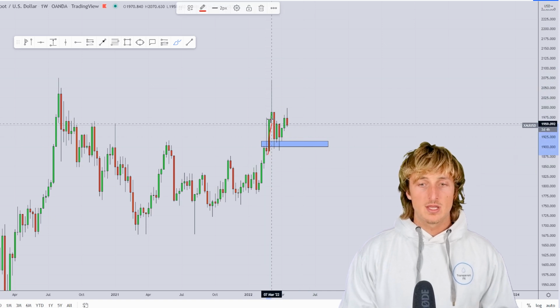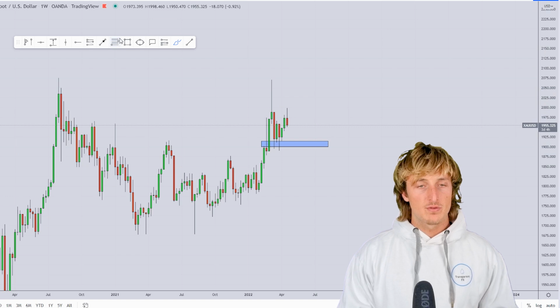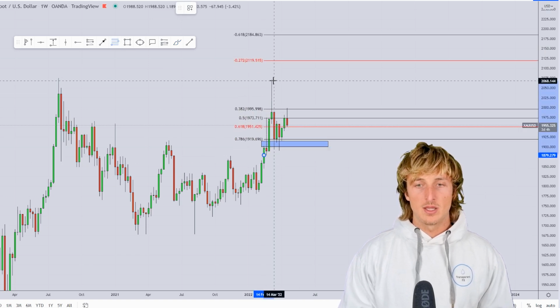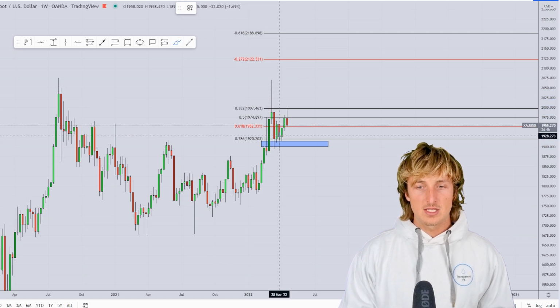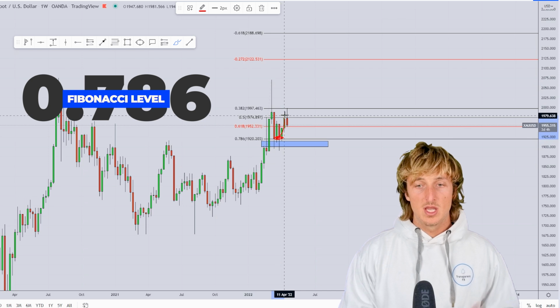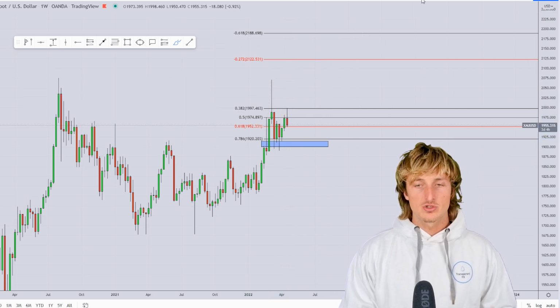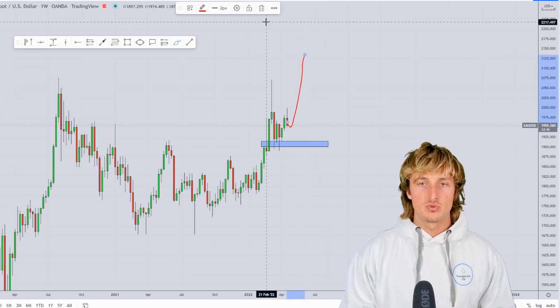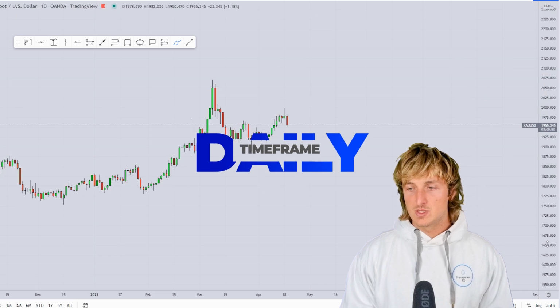We also know that if you have an impulse and you want to measure the correction, you have to take your Fibonacci from the low to the high of the impulse leg. And if we do that, we can see how the market has just tested exactly the 0.786 Fibonacci retracement before then starting this rejection to the upside. So also here in the weekly, everything seems pretty bullish. Dropping down on the daily, what do we see?